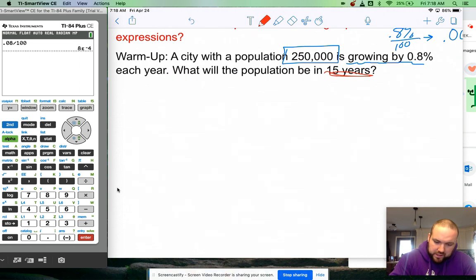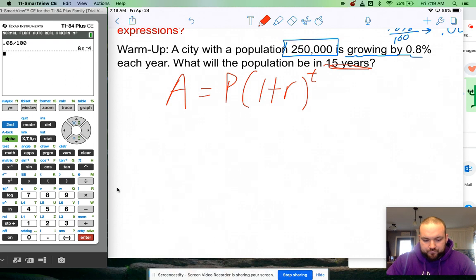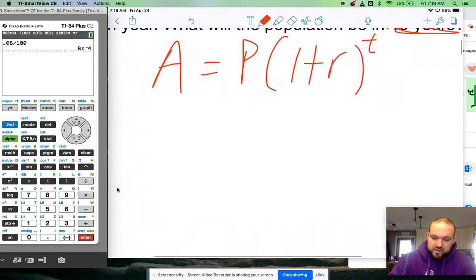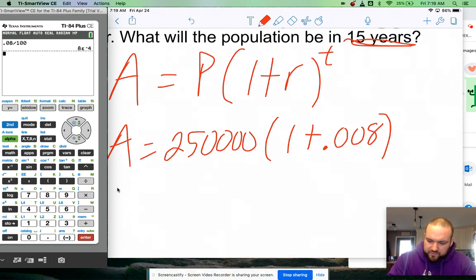If we recall, for these exponential growth and decay problems, we had an equation that looked like this: A equals P times (1 plus r) to the power of t. A is the future value, P is the present value, and r is the percentage rate of change. So we have A equals 250,000 times 1 plus 0.008, and t, in this case, we want the population in 15 years, so we're going to go to the 15th power.